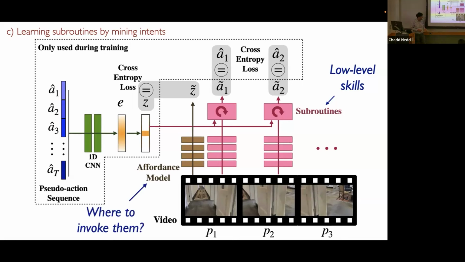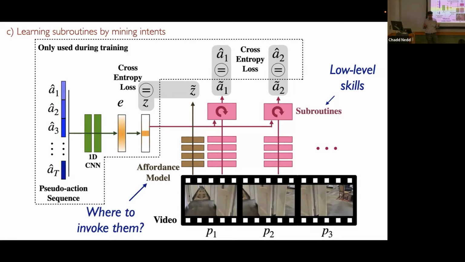A second model you get from there is the subroutines model, which is essentially where you can invoke a specific subroutine, right? So you get these two models. Sorry, what do you mean by the affordance here? Yeah, so affordance in this case, this is a discrete latent intent. So in this case, let's say I have four subroutines. The affordance model is saying which of these four subroutines you can actually invoke at this point.